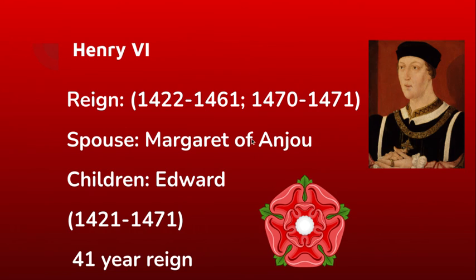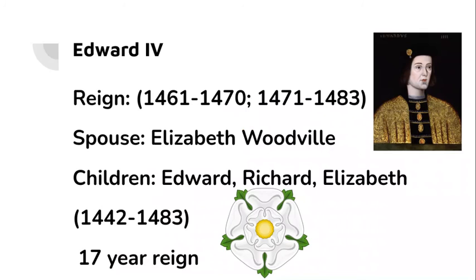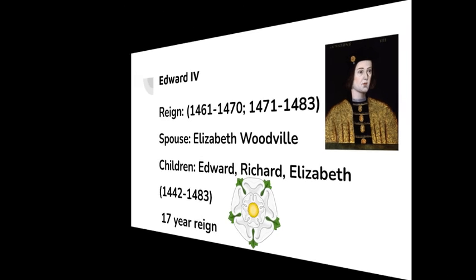Henry VI, who ruled for 41 years, counting both reigns, his wife was Margaret of Anjou, and only had 1 son, Edward, who died after Richard III murdered him. Edward IV, whose wife was Elizabeth Woodville, who had an interesting marriage, as people think that him and his children were illegitimate due to him having a secret first marriage, but we don't know that for sure. He had 3 children, Edward, Richard, and Elizabeth, who was the mother of King Henry VIII. He ruled for 17 years, including both of his reigns.